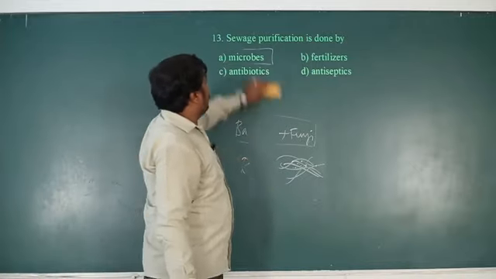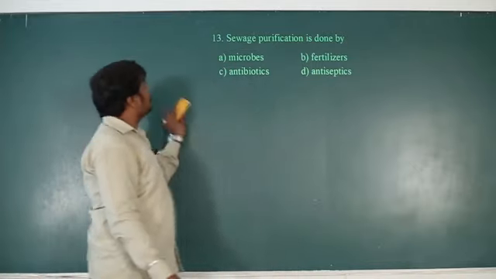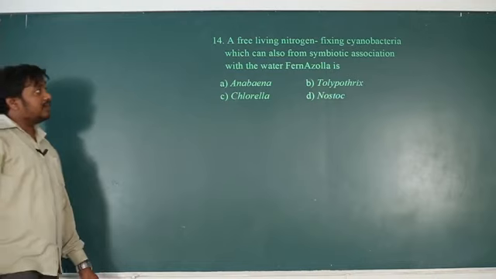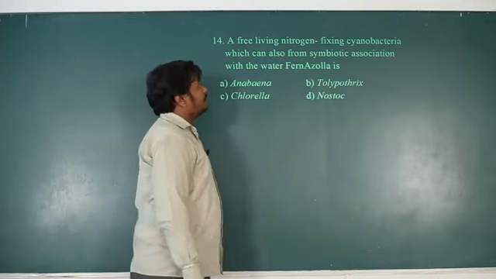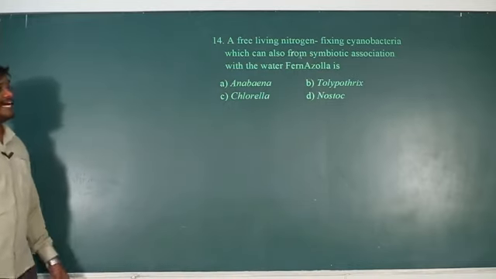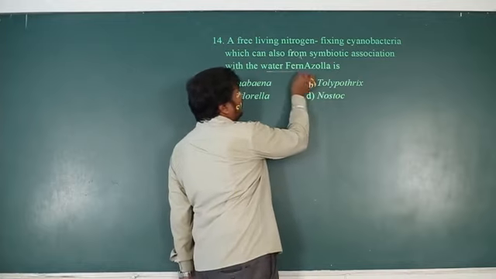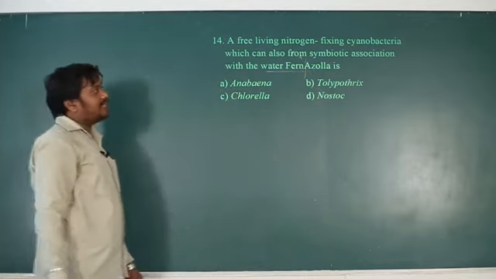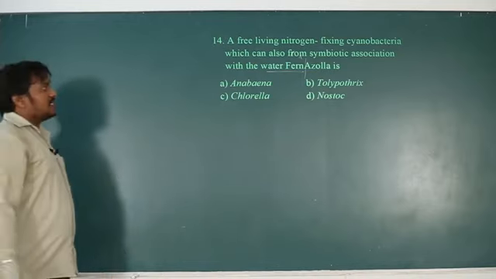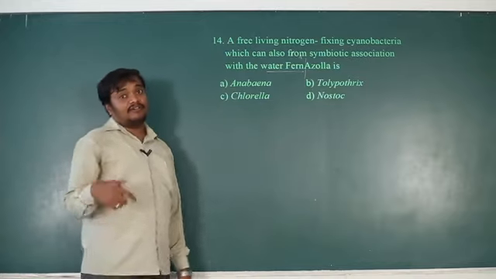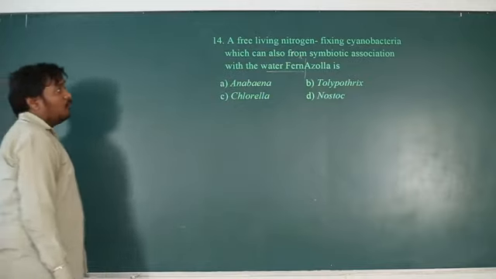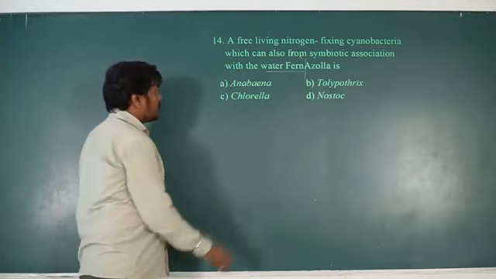Okay, yeah, so microbes is the right answer. Yeah, first is a direct question. Question number 14. A free living nitrogen fixing cyanobacteria which can also form symbiotic association with the water fern Azolla. Azolla is a rootless pteridophyte which floats on the water. So this Azolla increases the fertility of land, especially rice fields. This Azolla can trap more nitrogen due to the association of Anabaena.